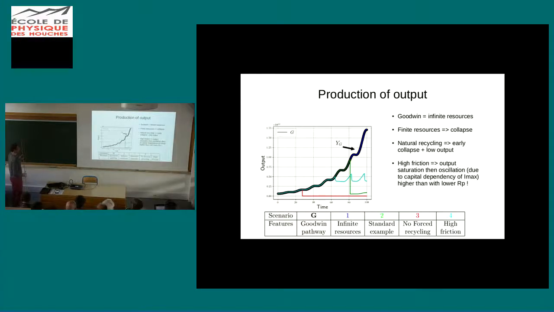So what can we see here? We have the output, which is the quantity of goods produced over time. In black and in blue, the curves are exactly the same. What we can see is finally that the Goodwin system is exactly the same as our system with infinite resources. So working with a Goodwin system is in fact the same thing as saying that we have infinite resources on Earth.